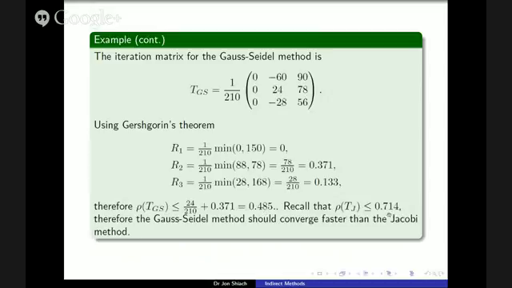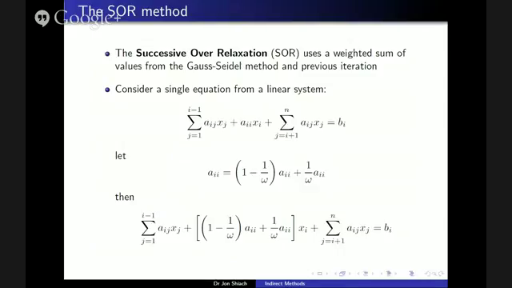From the previous slide, we had a spectral radius of 0.714 for the Jacobi. Therefore, the Gauss-Seidel method should converge faster. And we saw in the first lecture that was the case. It converged within 8 iterations rather than the 14 that the Jacobi method took. So Gershgorin's theorem is useful. For systems you'll be doing in, for example, an exam paper, you could probably just use the eigenvalue command in MATLAB. If you had a 1,000 by 1,000 matrix, you'd probably want to use Gershgorin's theorem. So that's how we analyze the convergence behavior of different methods.